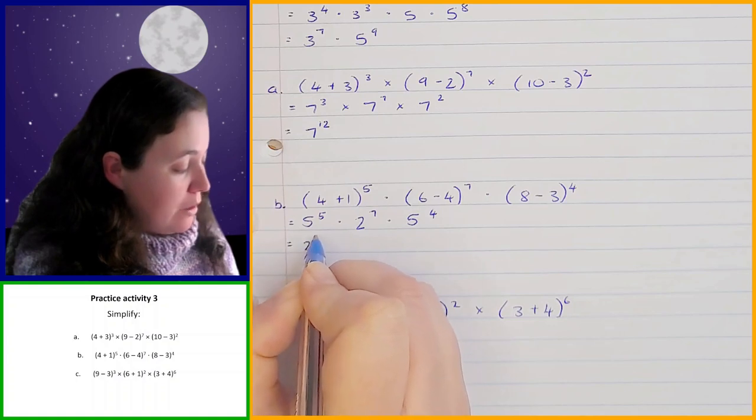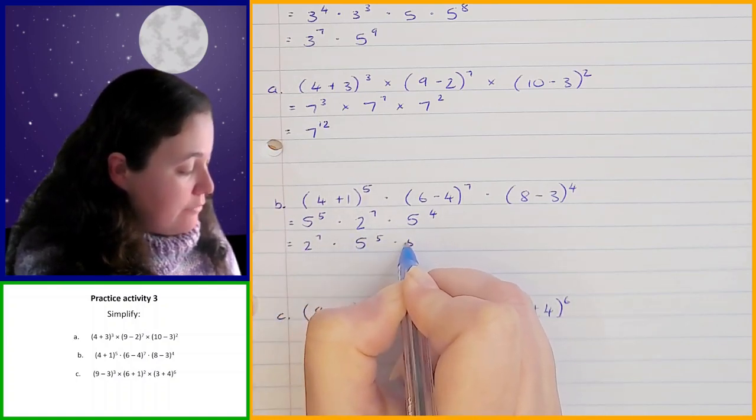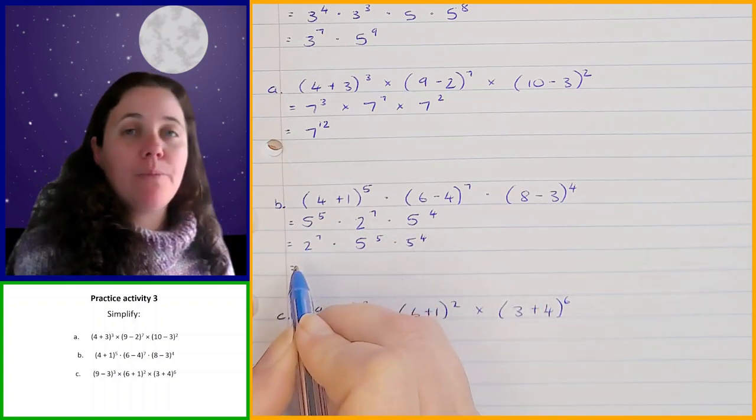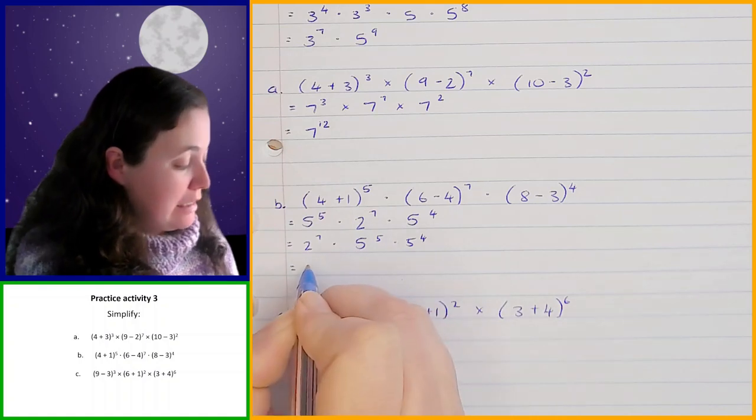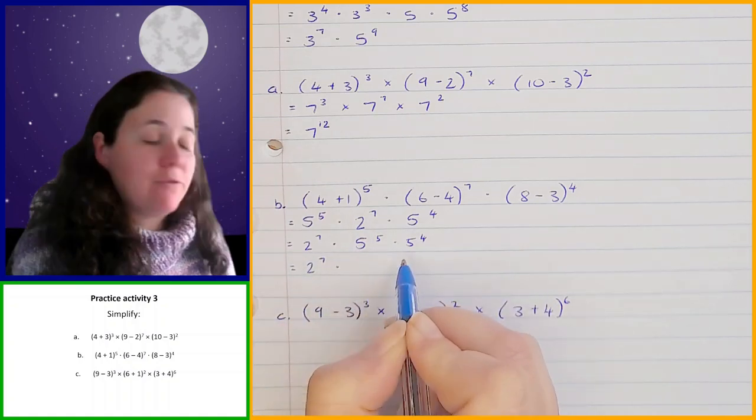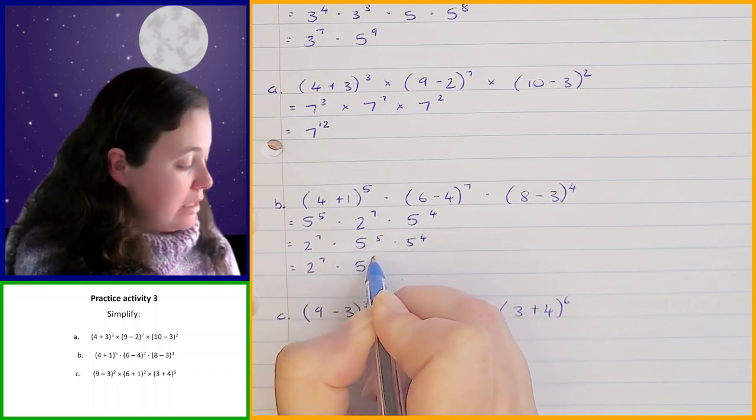So I've got 2 to the power of 7 times 5 to the power of 5 times 5 to the power of 4, and then I'm going to simplify. Now the 2, there's no other power that has the same base, so it's going to stay as it is. 2 to the power of 7 times, I've got 5 to the power of 5 times 5 to the power of 4. The base stays the same, and I add the exponent. So 5 plus 4 is 9.